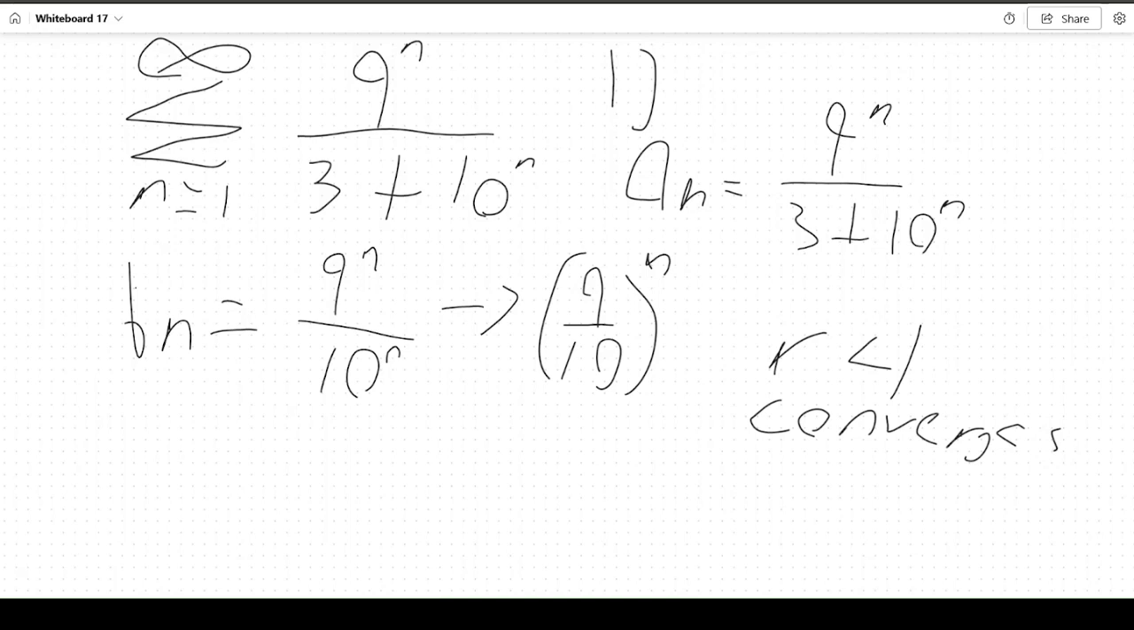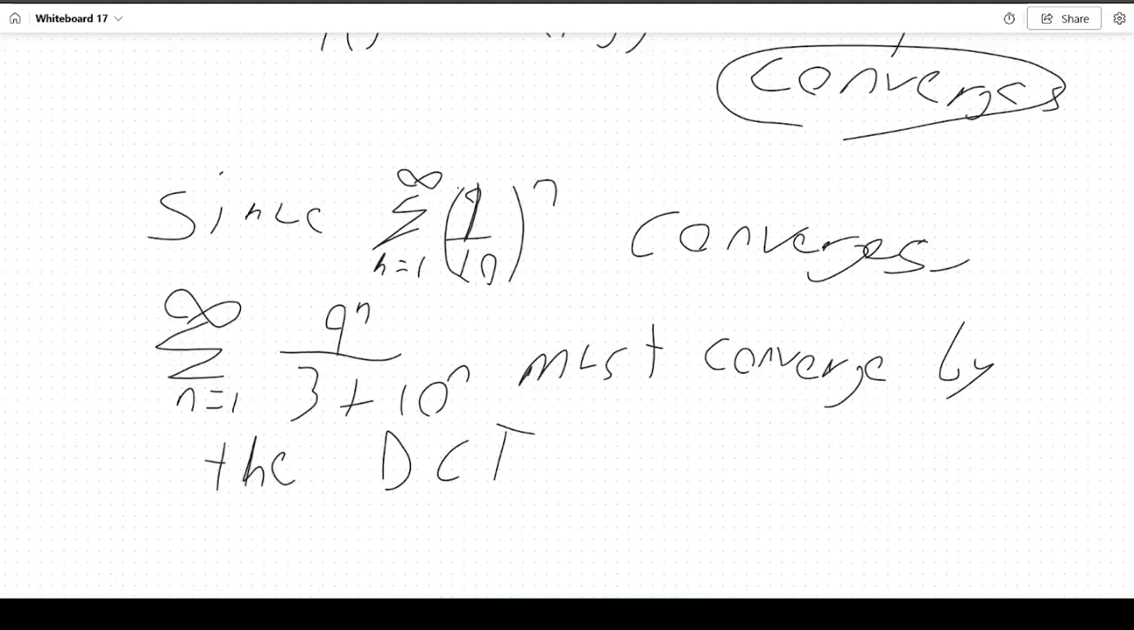So this converges. So the Bn converges, then the An converges, which makes everything converge. So that's the answer for this question. Your answer will look like this: since the series of Bn converges, An must also converge by the direct comparison test. It will look something like this, but you can maneuver it however way you like.